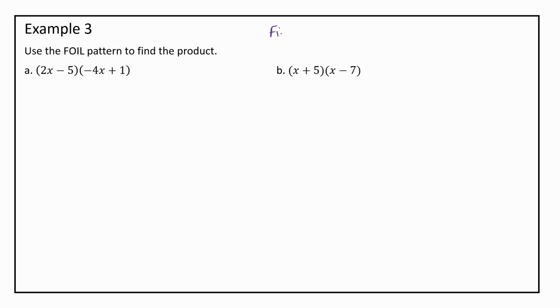FOIL stands for first, outer, inner, last. And if you're worried about misspelling FOIL, as long as you have an O and an I, it doesn't matter what order, because you'll still end up with the right answer. So when it says first, outer, inner, last, it's trying to tell us which terms we need to multiply together.